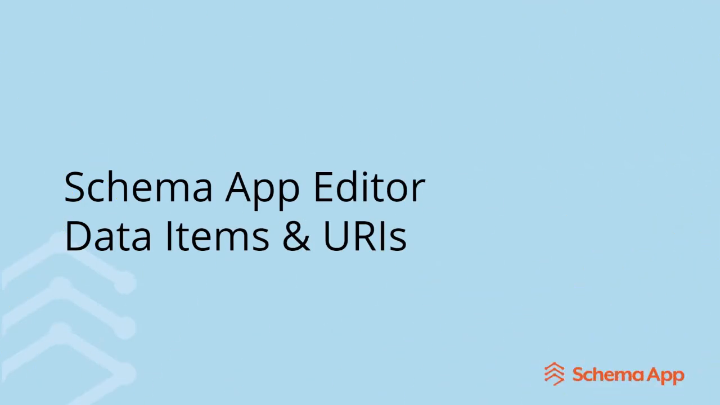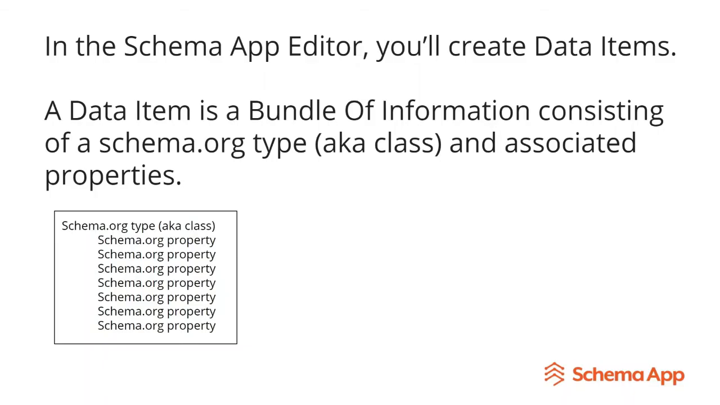The purpose of this quick training module is to help define the relationship between the data items and the URIs in the Schema App Editor so that you can avoid some of the common mistakes people make. In the Schema App Editor, you'll be creating data items. I like to think of a data item as a bundle of information consisting of a schema.org type, also known as a class, and associated properties.